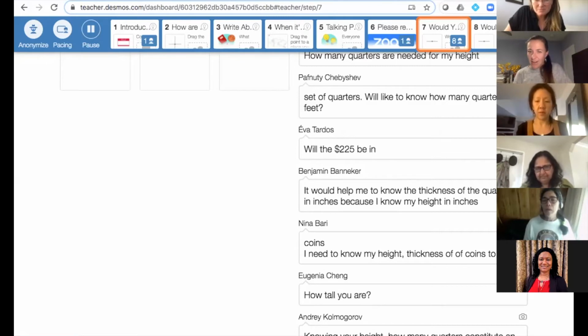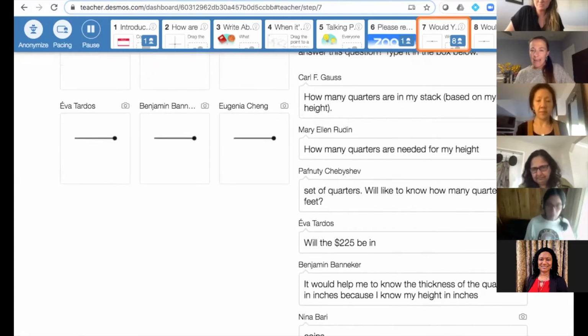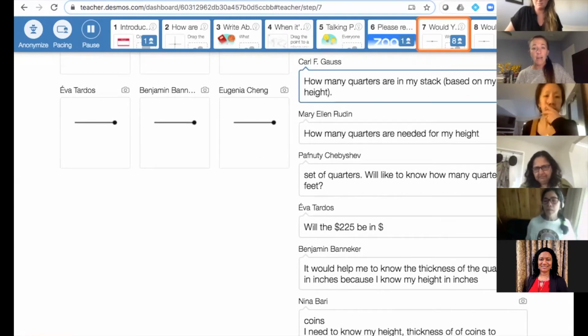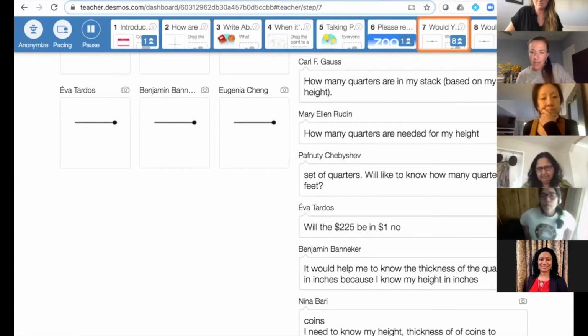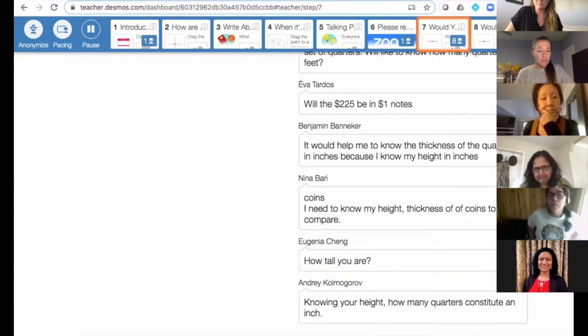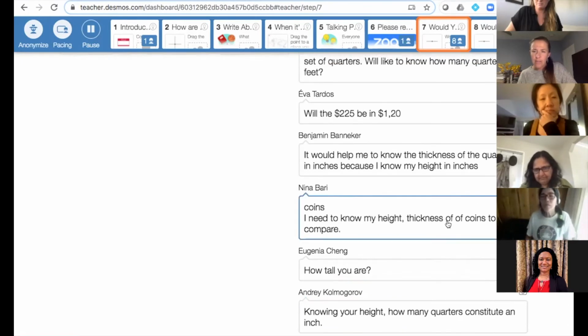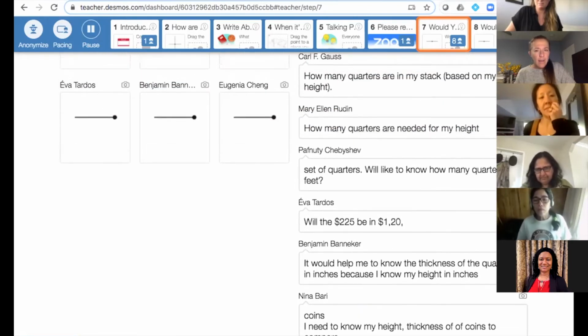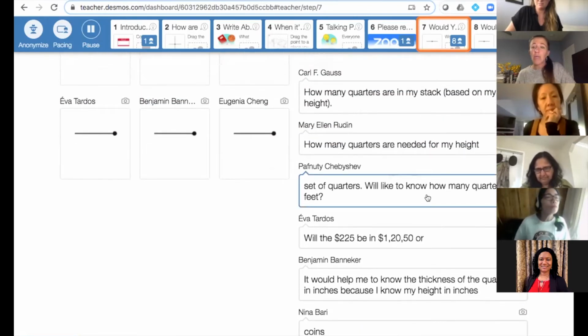So I'm noticing here that some information that you might like is how many quarters are in your stack. Okay, so that actually is going to depend on how tall you are, which somebody else mentioned. I'd like to know how tall I am, right? That would be useful information, because obviously if you're like 3 feet tall versus 7 feet tall, that's going to be a different amount of quarters, right? And that's really important here. Also, how many quarters constitute an inch? And also somebody else said it as like thickness of coins. So I'm wondering, how many quarters in a foot?